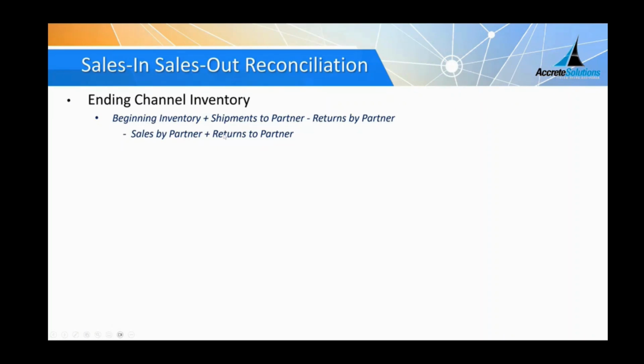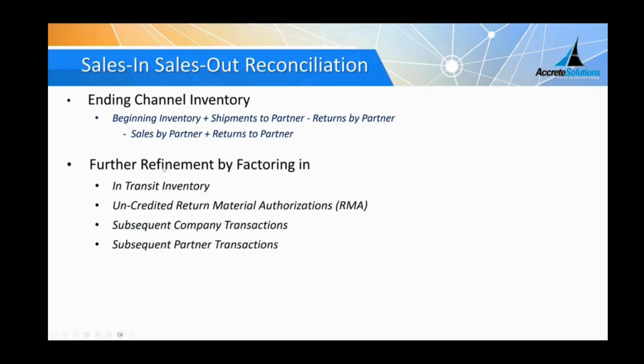And then you add all the returns that the partner's customers have returned to the partner. So this is how this is calculated, but it doesn't stop there. You have to refine that number, and you have to take into account the in-transit inventory, because at the end of the month some of the products may still be in transit. You need to take that into account for calculating the channel inventory.